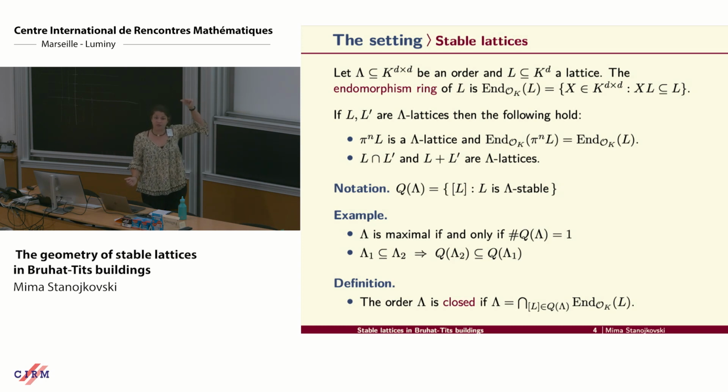However, the other implication is not true. I will show you an example. And those orders that are really determined by the collections of their stable lattices, we call closed. So these will be the same as the intersection of the endomorphism rings of the lattices that they stabilize.